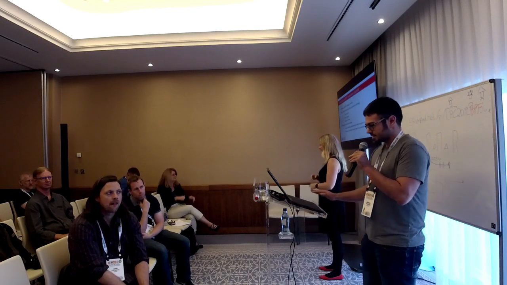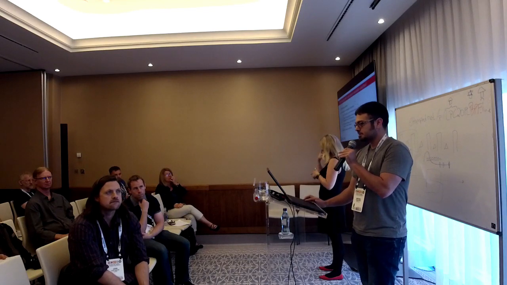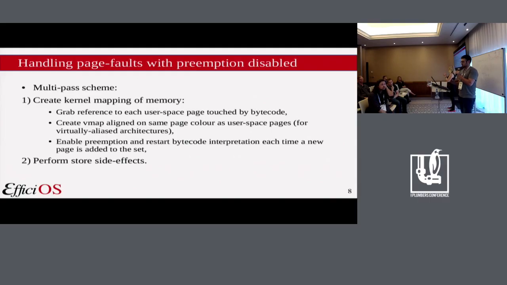If I still have some time, I can talk about handling page faults with preemption disabled. What I did is a multipass scheme. The first pass's task is to create kernel mappings of memory. It will execute through the bytecode without doing any of the store side effects to memory. It's going to grab references to each user space page touched by the bytecode. It creates virtual mappings aligned on the same page color as the user space pages to ensure coherency on virtually aliased architectures. And then it enables preemption and restarts bytecode interpretation each time a new page is added to the set.